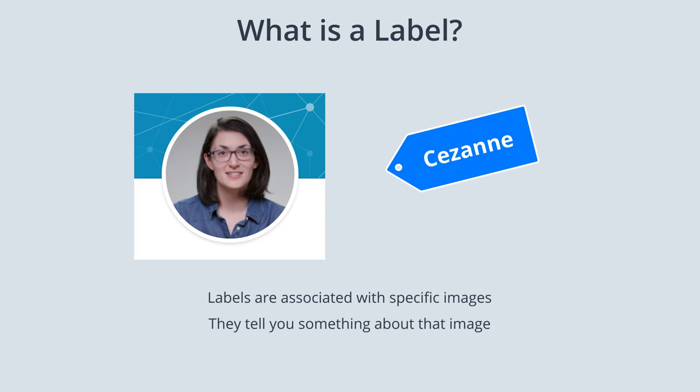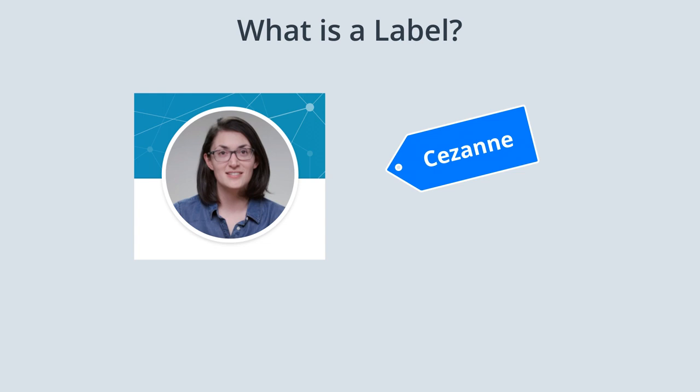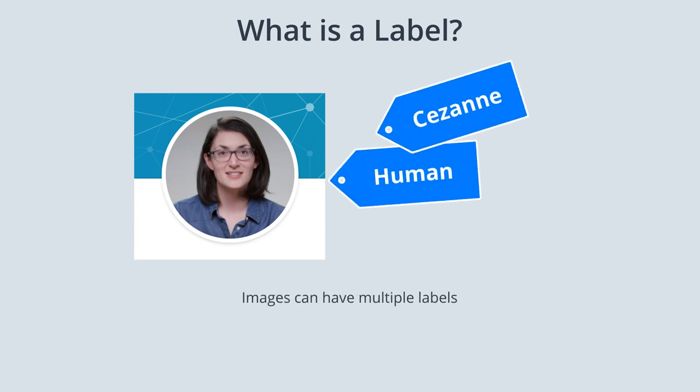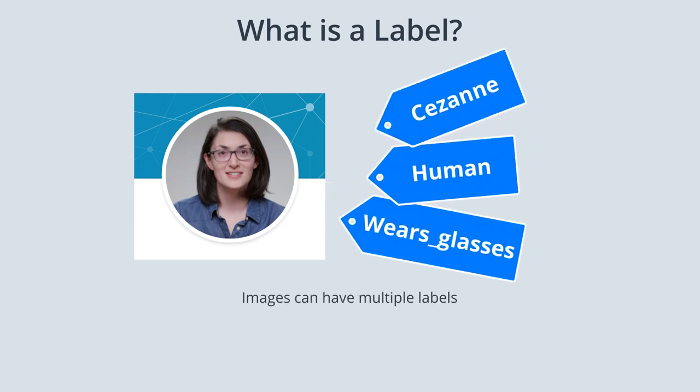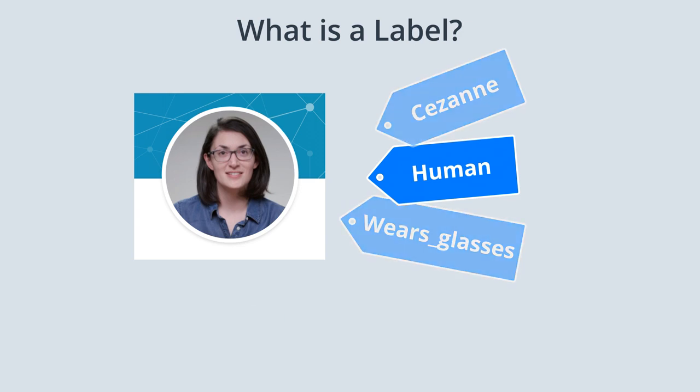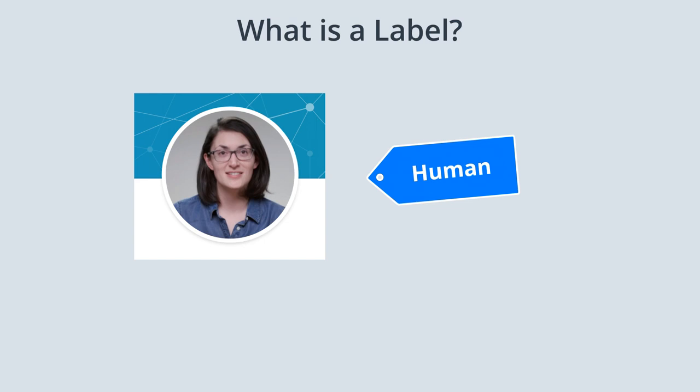Now, an image can have multiple labels that describe it, which would be like if I had multiple labels like human or wears glasses that each described something about me. But for this lesson, we'll be working with one label per image. These labels separate the image data into classes. And classes are like general categories. So the label for me might be human, which is a category distinct from a label like a table or a car or any other thing. And it's more general than a label like Cezanne.